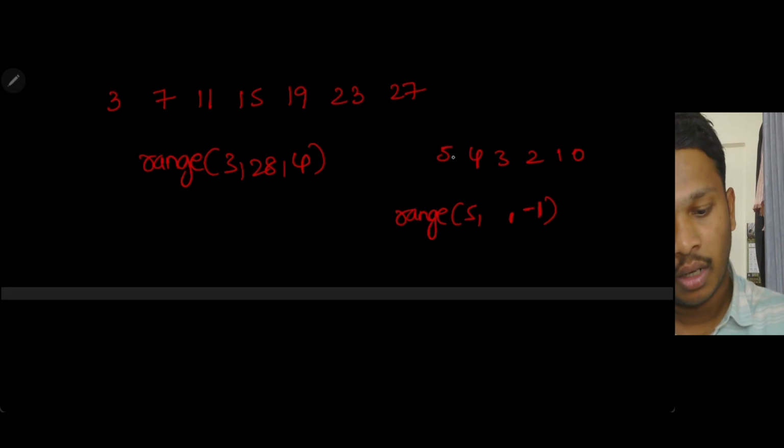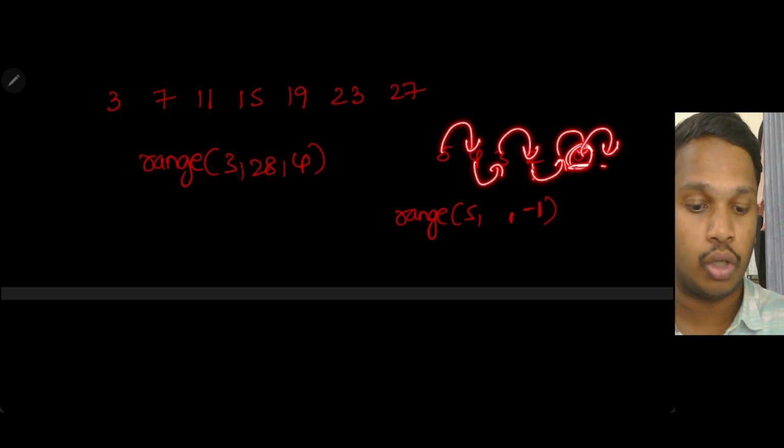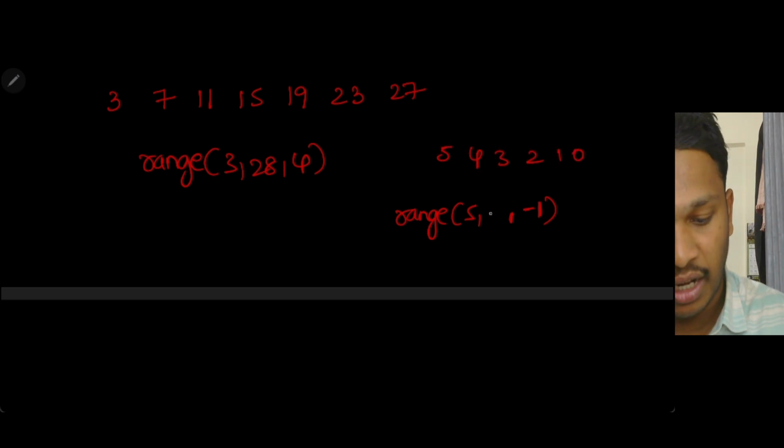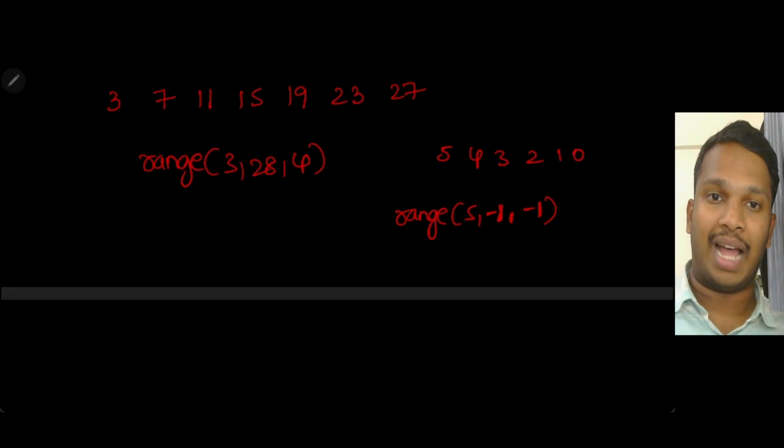So now what will I get? 5 minus 1, 4; 4 minus 1, 3; 3 minus 1, 2; 2 minus 1, 1; 1 minus 1, 0. But I want 0 also. What is the next number after 0? 0 minus 1, minus 1. So if I write minus 1, I will get 0 also. This is the correct thing.